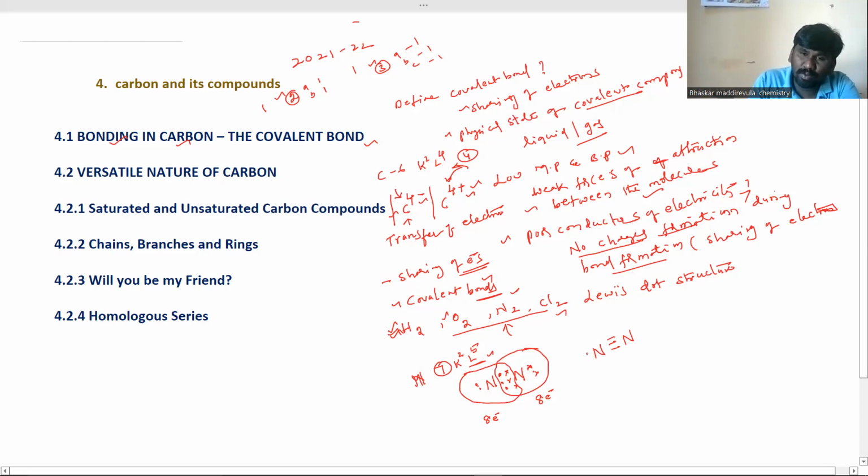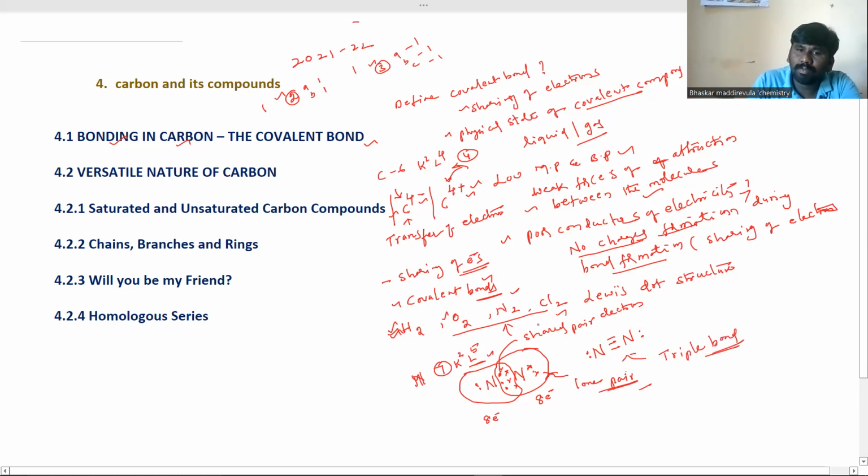The remaining 2 electrons form the lone pair electrons. This pair we call the shared pair electrons, and whatever pair you see here we can call the lone pair electrons. Here 3 shared pair electrons are there, so by the 3 shared pair electrons, you get a triple bond.